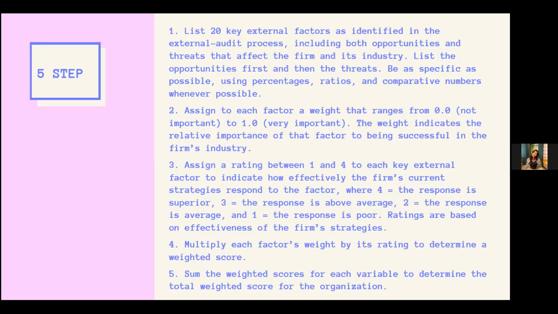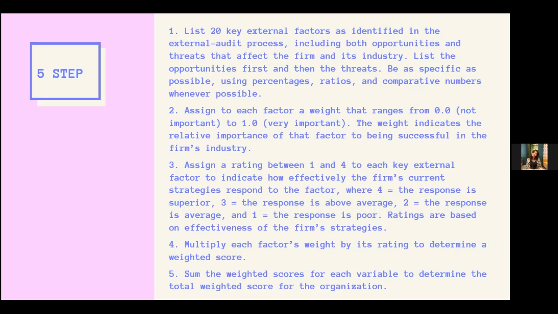And the third one is to assign a rating between 1 and 4 to each key external factor to indicate how effectively the firm's current strategies respond to the factor, where 4 is the response is superior, 3 is the response is above average, 2 is the response is average, and 1 is the response is poor. Ratings are based on the effectiveness of the firm's strategies.